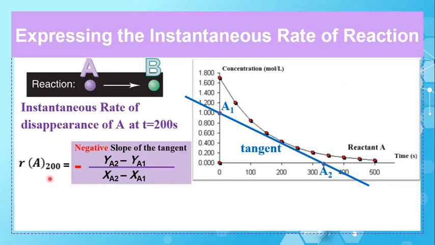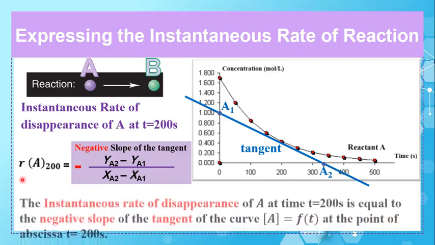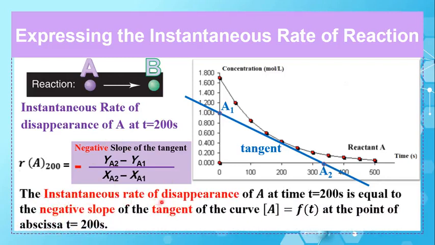positive value. So what we have to memorize is that the instantaneous rate of disappearance of reactant A at t equal to 100 seconds is equal to the negative slope of the tangent of the curve concentration of the reactant equal f of t at the point of abscissa t chosen. Here we have chosen t equal to 100 seconds.